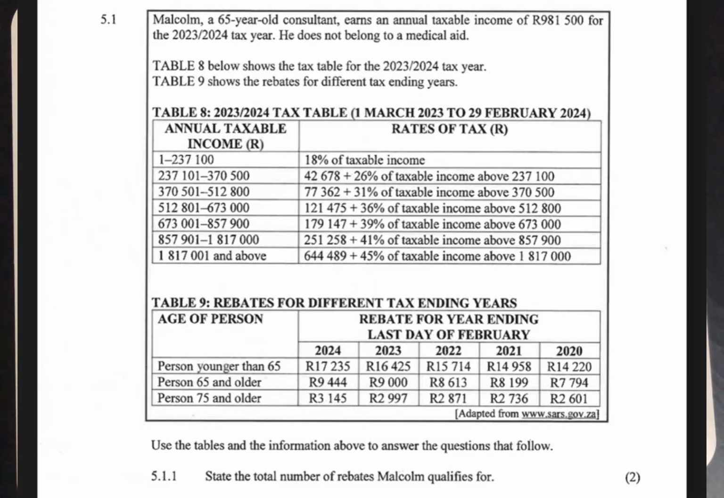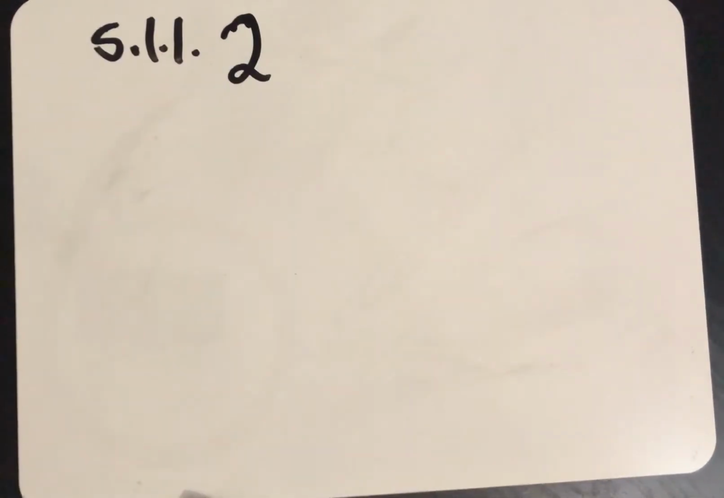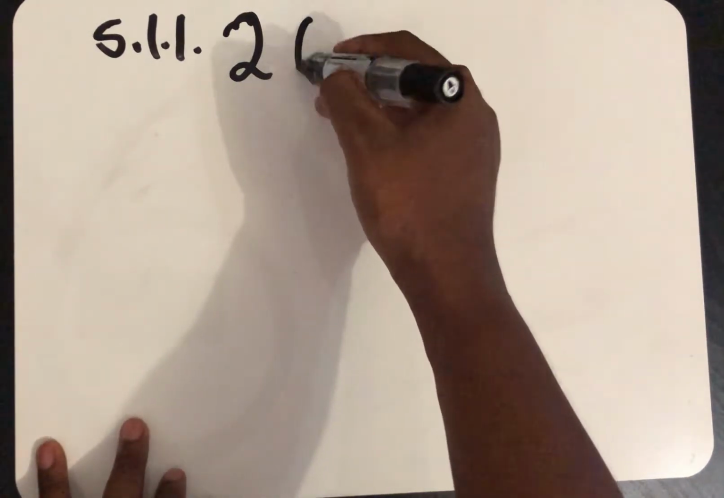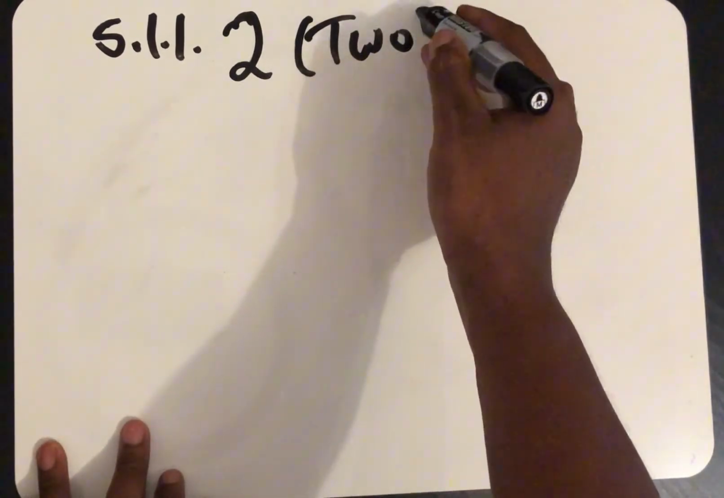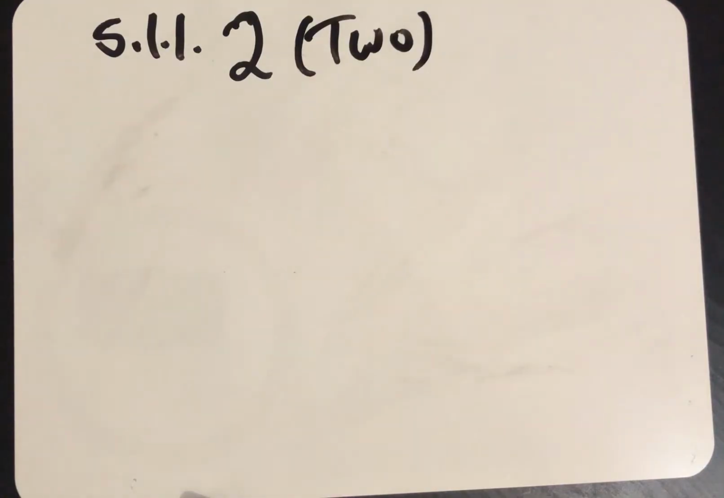So if you check, our person is 65 years old, so he qualifies for 2 rebates, because a 65 years old person is found on the rebate number 2. So this person qualifies for 2 rebates. You just have to say 2 rebates. You can just write the word 2 or the number 2. It's up to you.